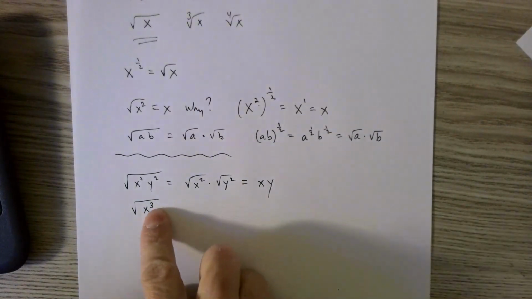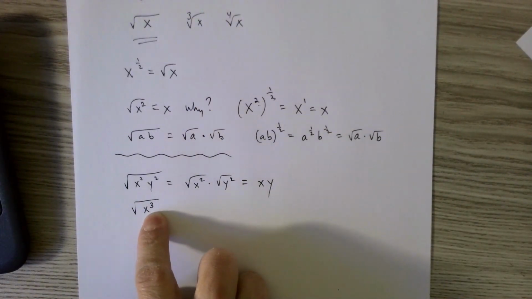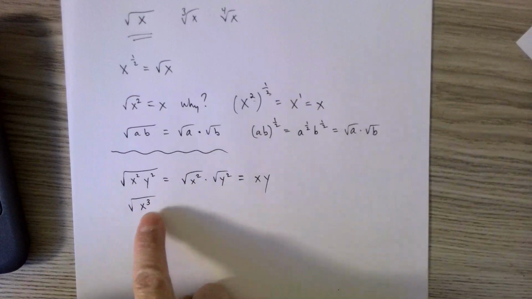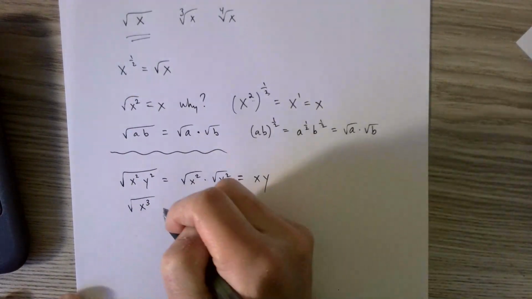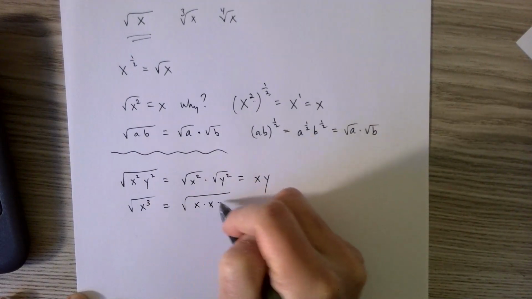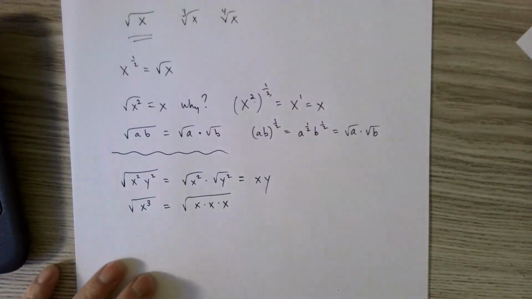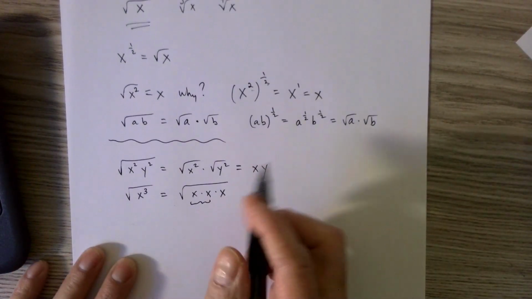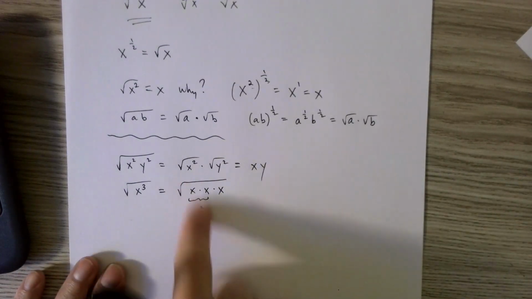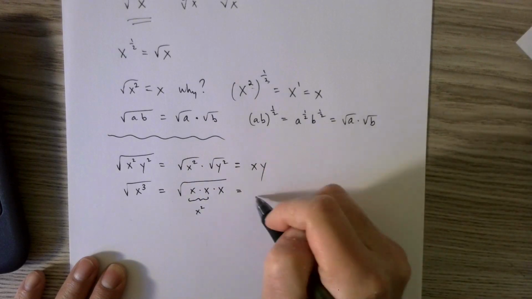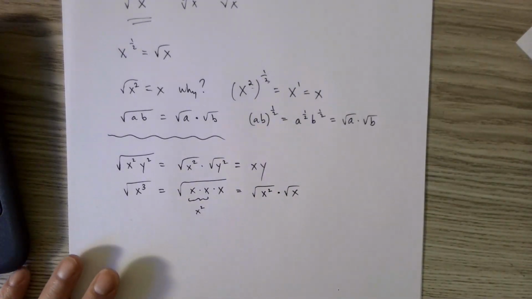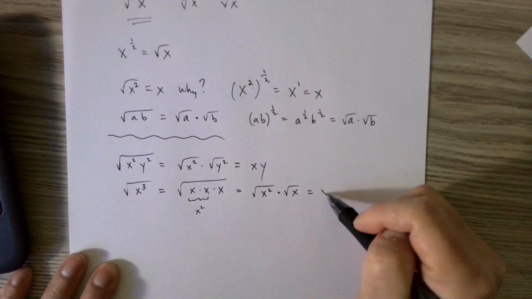Okay, now, but what if the exponent of x isn't 2? This fact I gave you was specific to the situation where the exponent of x is 2. What if it's 3? Well, I know what that means. It means x times x times x. And I know that this is x squared. And I know what to do with that, square root of x squared there. So I'm going to rewrite this as square root of x squared times square root of x. And I know that becomes x.